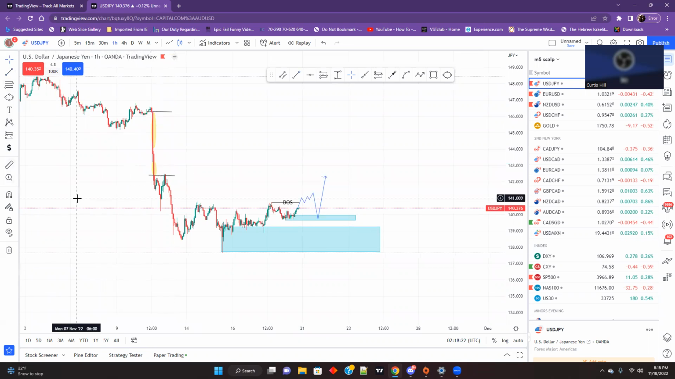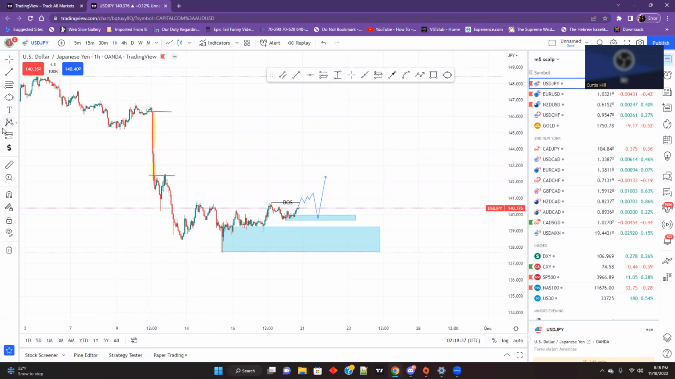The only difference between gaps and imbalances: gaps will be everywhere in between wicks, so this can go down a little bit. And the imbalance will be the whole move. So this whole move is going to have to be filled up.